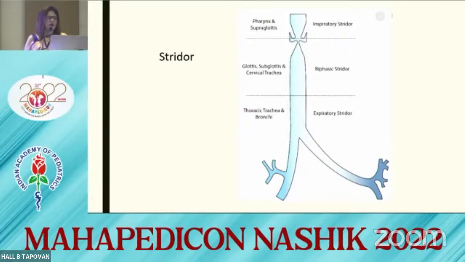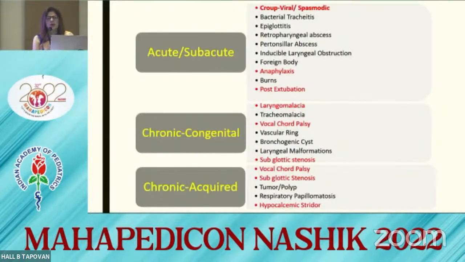And then you have the glottic area and the infraglottic area. Why we should know this is because the causes of stridor are different in all these areas, and also the type of stridor is different. So if you have a supraglottic stridor, then you will have more of an inspiratory stridor. If you have a stridor at the glottic level, you will have generally a biphasic or an inspiratory stridor. But if you have an infraglottic stridor, you have an expiratory stridor. So just by knowing the type of stridor, you will have a guesstimate to understand from where the stridor is originating. You should also look at the causes of the stridor.